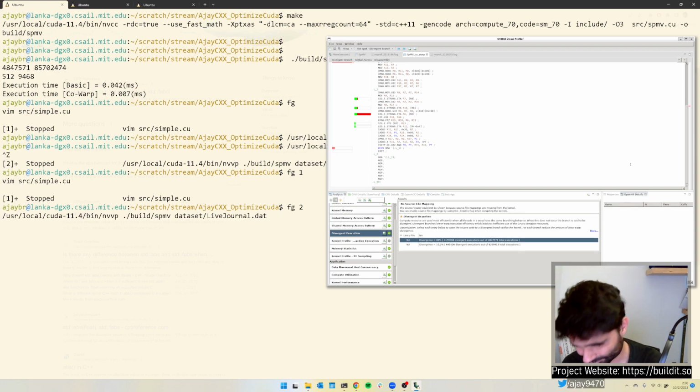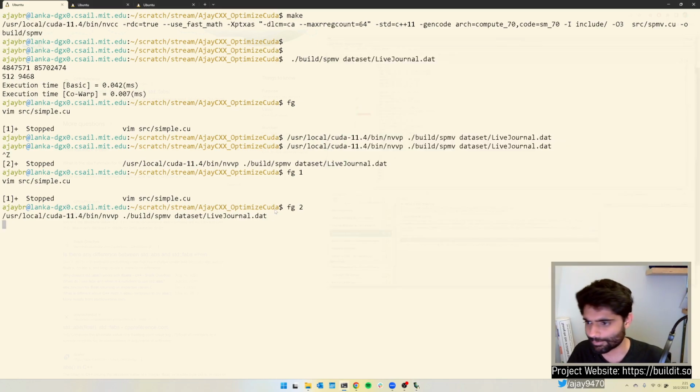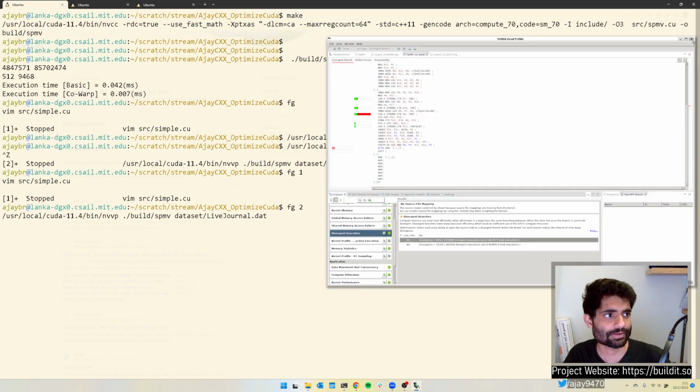But for now, what we did is we changed our iteration strategy. Instead of mapping one vertex to a thread, we assigned a bunch of threads in the warp to a particular row and handled non-zeros in them correctly. That way, our execution time went down from 42 milliseconds to 0.07 milliseconds. Actually, we should do some warm-up runs too, to make it completely fair.